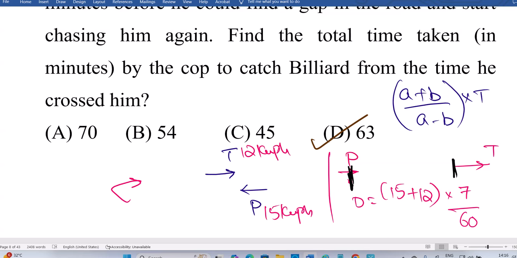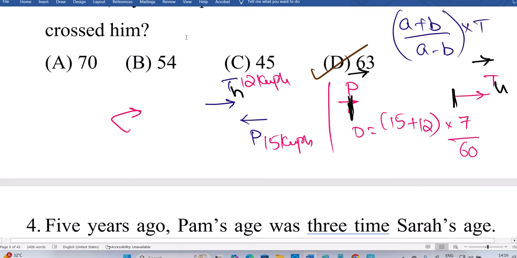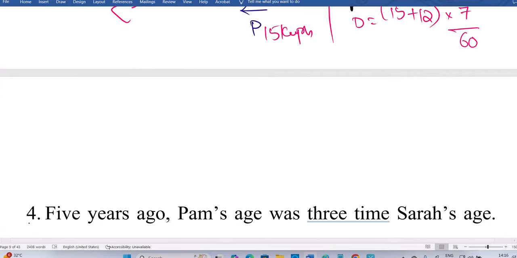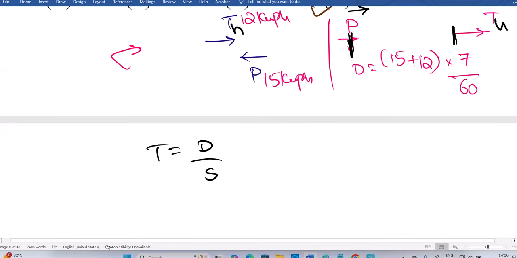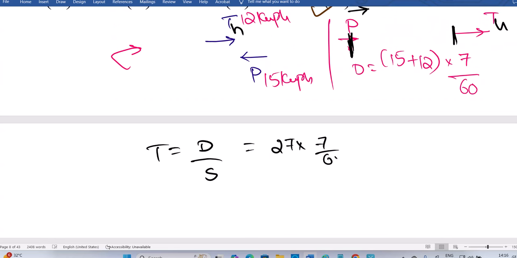Now, police need to chase and catch that thief. Both are now traveling in the same direction. You have to calculate the timing. TH is the thief; this T is time, to differentiate the type. Now timing is distance divided by speed. The distance between thief and police is 15 plus 12, which is 27, into 7 by 60.